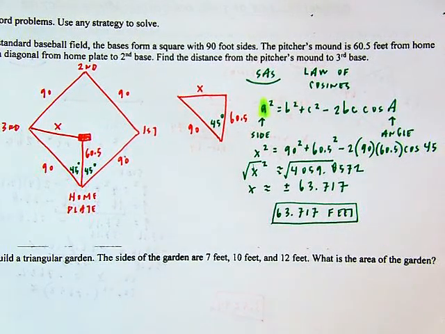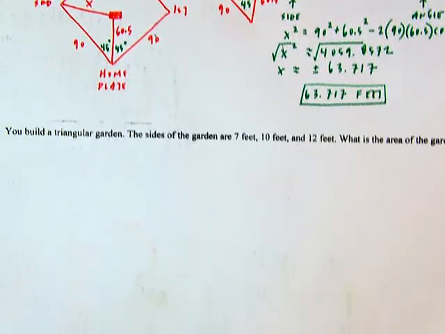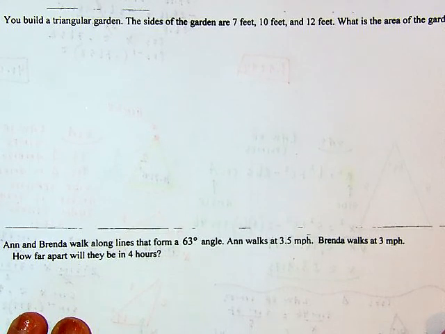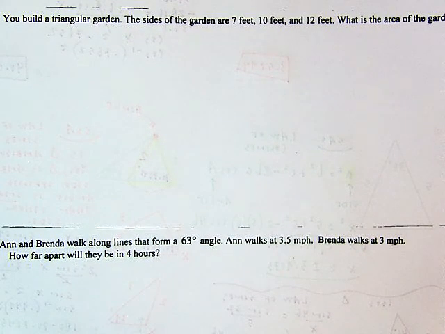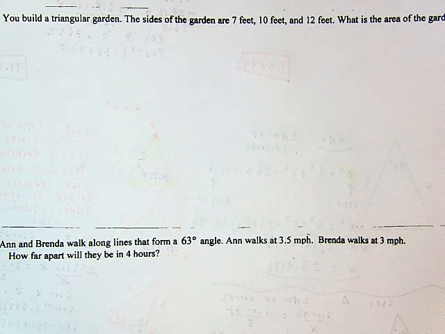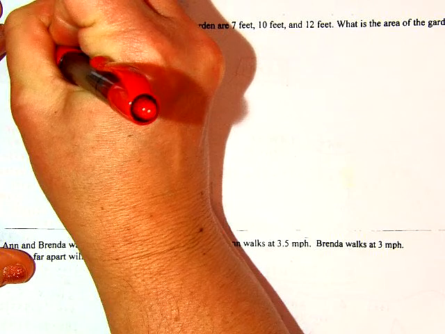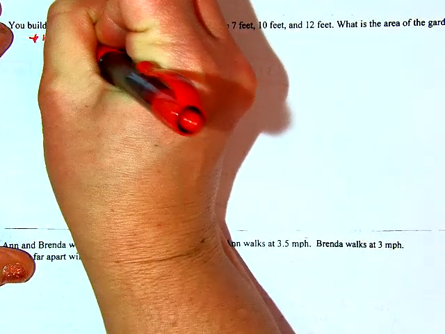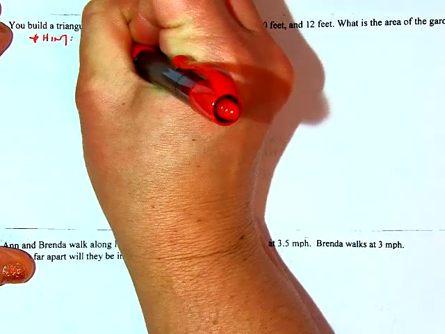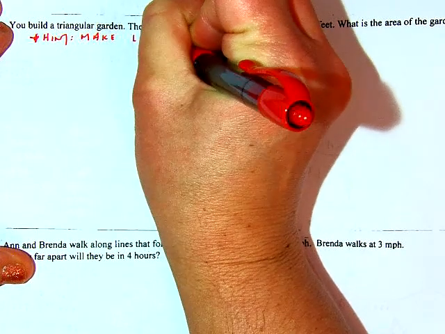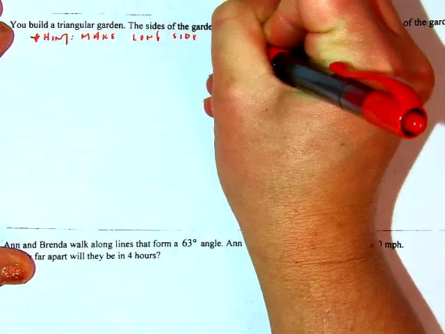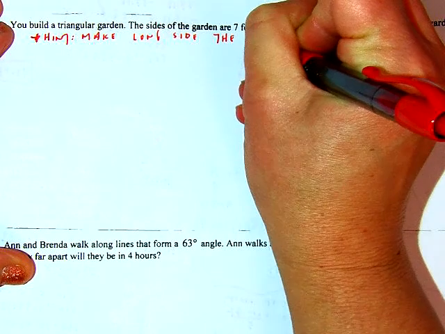All right, moving on to the next problem. Let me slide this up. All right, you build a triangular garden. The sides of the garden are 7 feet, 10 feet, and 12 feet. What is the area of the garden? Let me give you a nice little hint. Let me draw this at the top. Hint: make the long side the base.